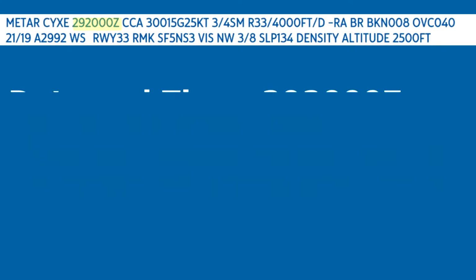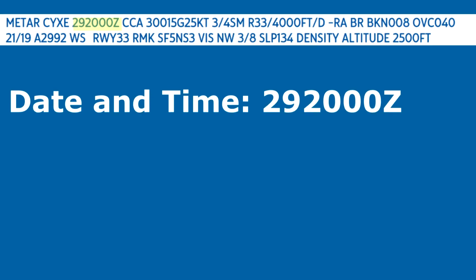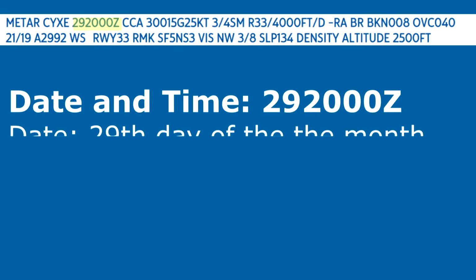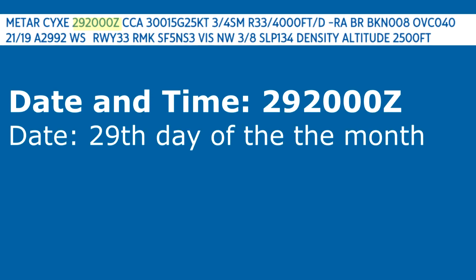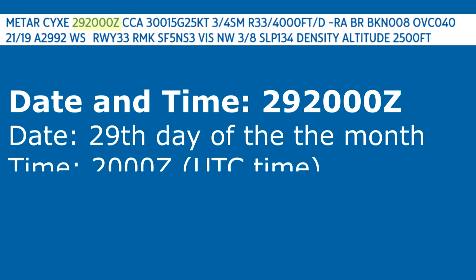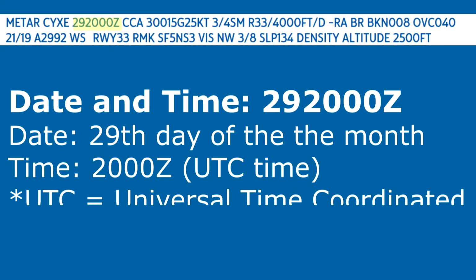Next we have date and time. You'll notice in METARs we don't actually state the month. The month is the current month that you're in, and then it's going to be the 29th day at 2000 Zulu. Zulu is what we call UTC time. It's the time we use as all pilots, and it's the universal time that we use.